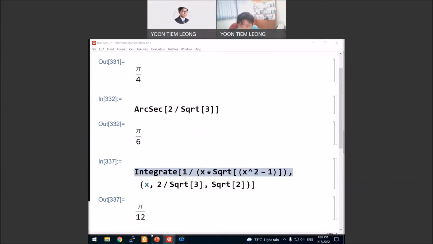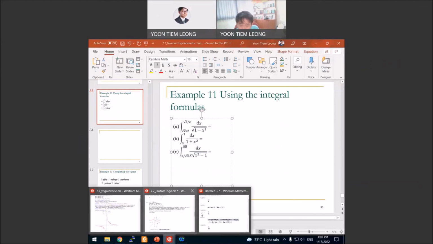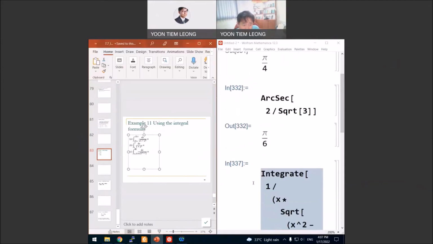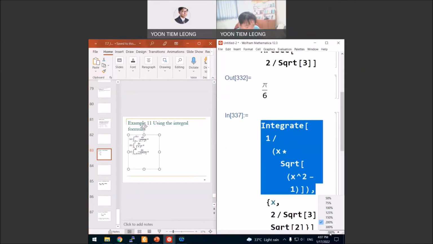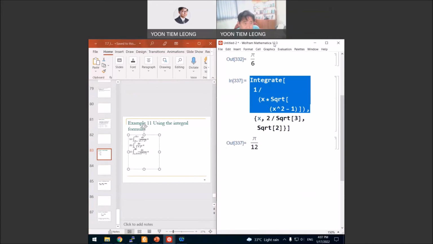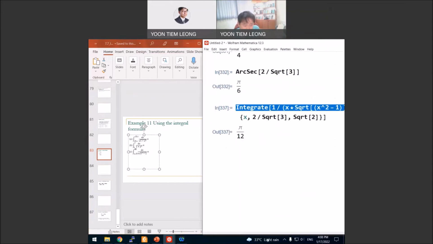So the original function I want to integrate is this, right? It is 1 over x, or this is the one I'm talking about, and it's going to integrate from 2 over square root of 3 to square root of 2. So this is how you define these functions in Mathematica. I just showed you in a more accurate way. Okay, so that is how it is defined. Maybe I should make this slightly smaller. So these are the definitions of the functions to be integrated.